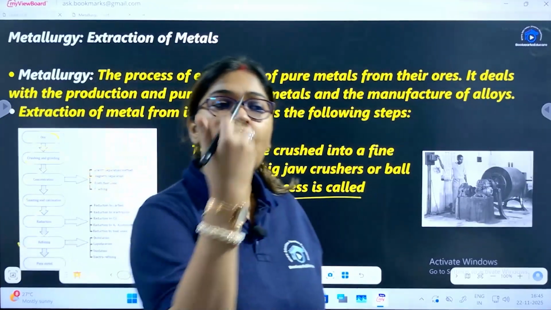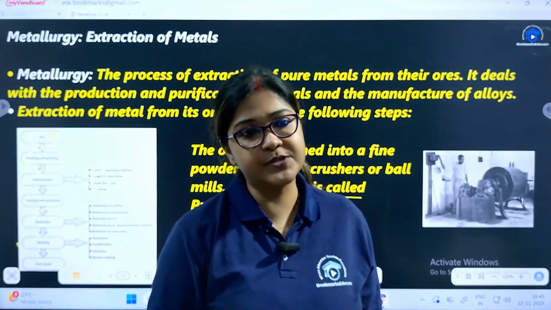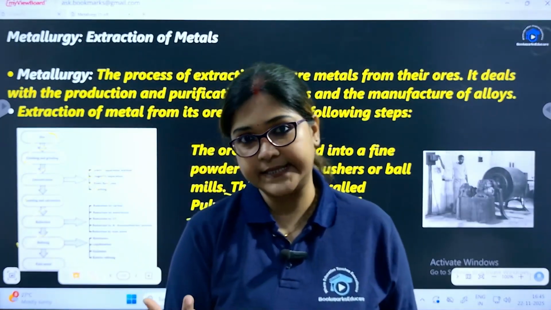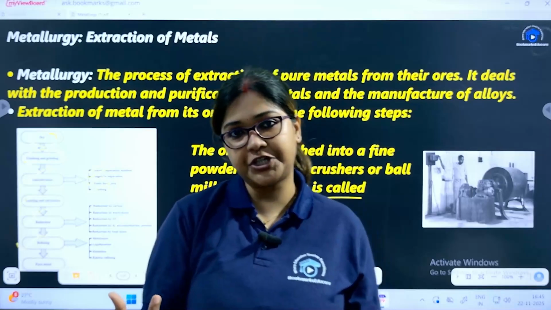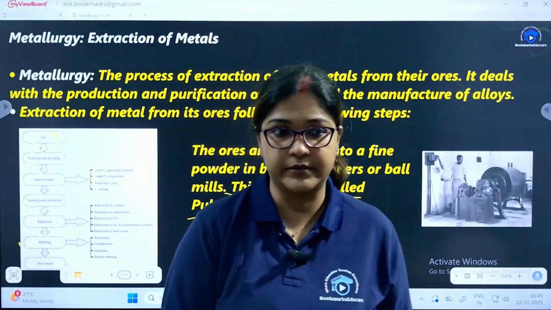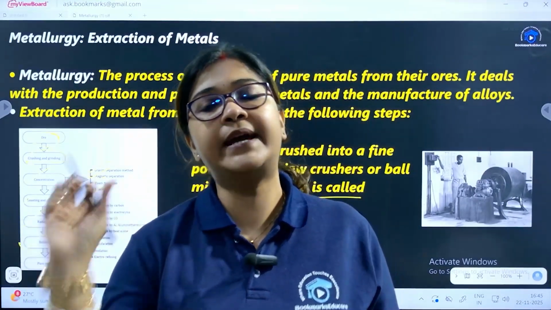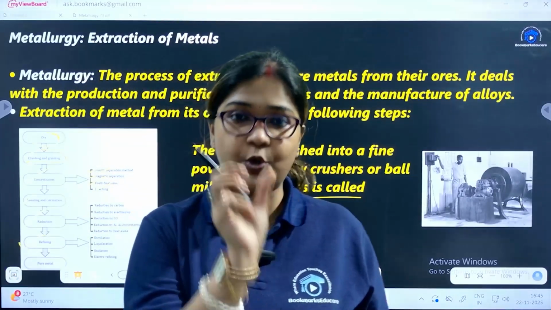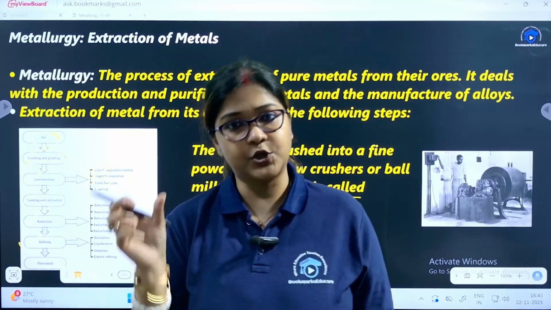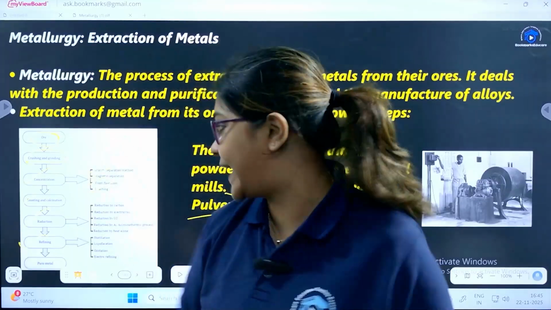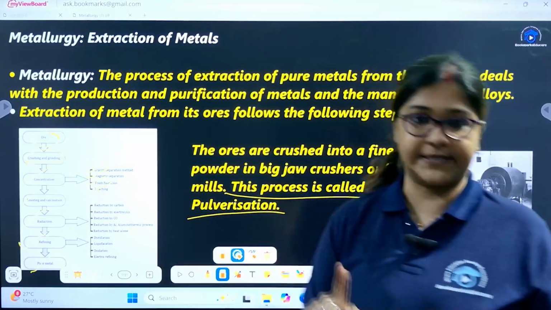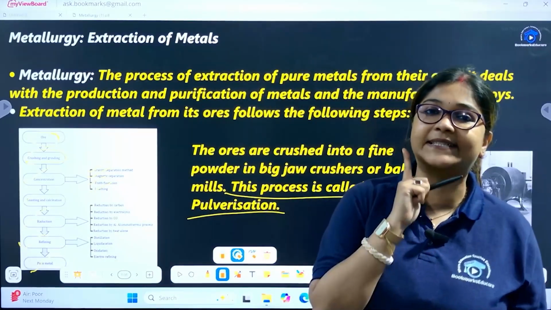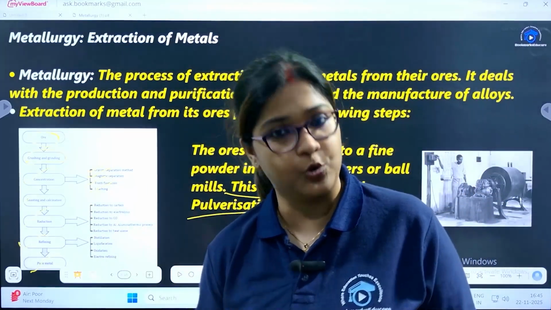Once you have obtained the reduced metal, it still contains some impurities. So the purification is done by the refining method. Refining can again be done by different methods like distillation, liquefaction, and also electro-refining. After refining, what you get is the pure metal. So these are the steps by which you can extract the metal from its ores.